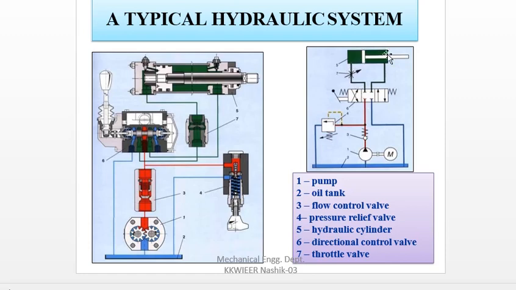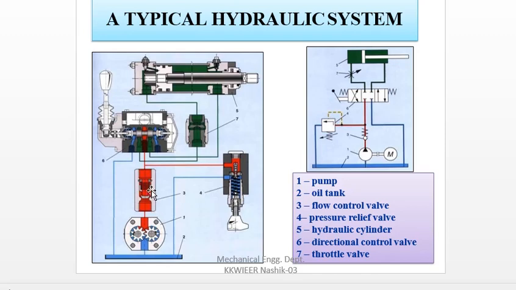And after that, the transmission part is the linear actuator, or maybe a rotary motor can be used. So you can see here the construction part of this circuit, one by one. First is the pump. Here a gear pump is shown. Second is the oil tank.